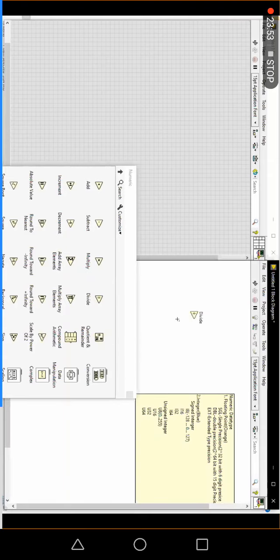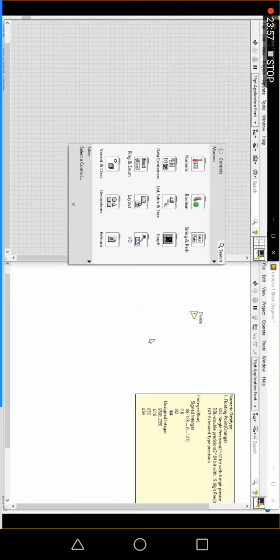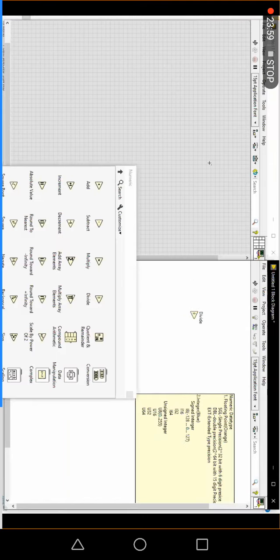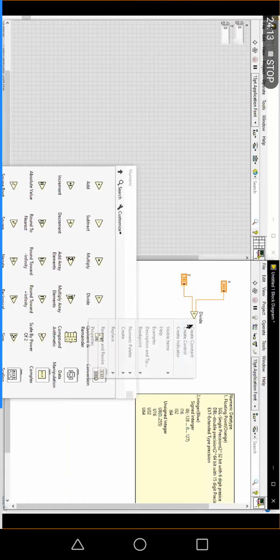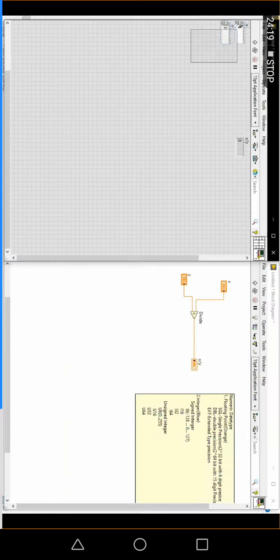So I am going for the divide function. I am going to take two controls here. What is the default data type you will get when you create a control on the block diagram? The input will be DBL, okay. So DBL controls you are getting. The output indicator will of course be DBL as well. So output is DBL. Very important, kindly listen.